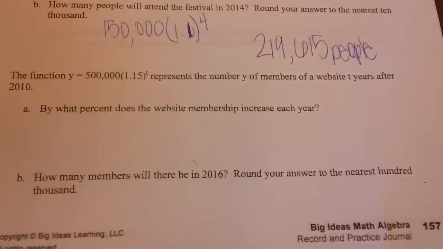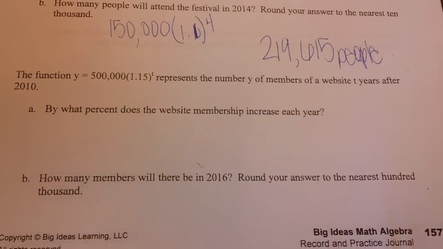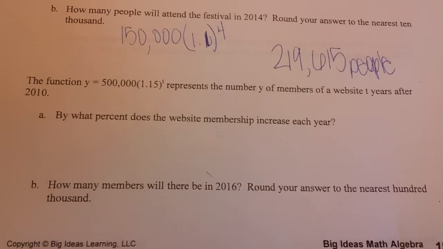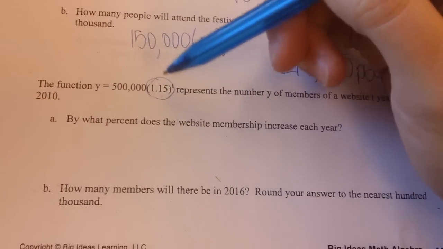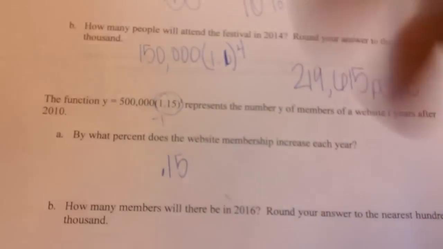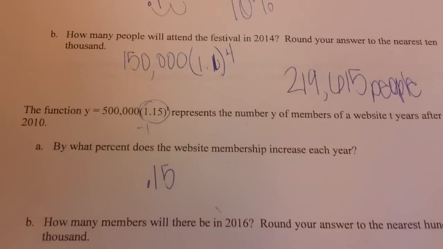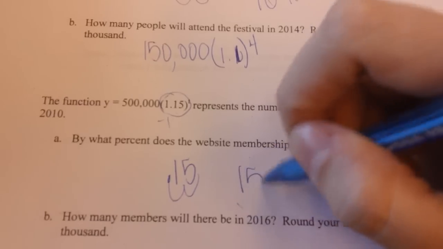Next one, the function y equals 500,000 times 1.15 to the t power represents the number y of members of a website t years after 2010. By what percent does the website membership increase each year? So again, we look here, if we subtract 1, we get 0.15, which as a percent would be 15%.